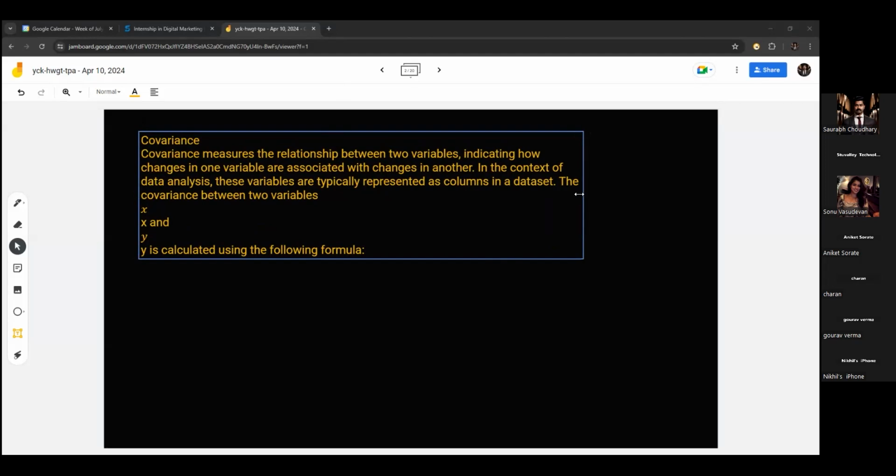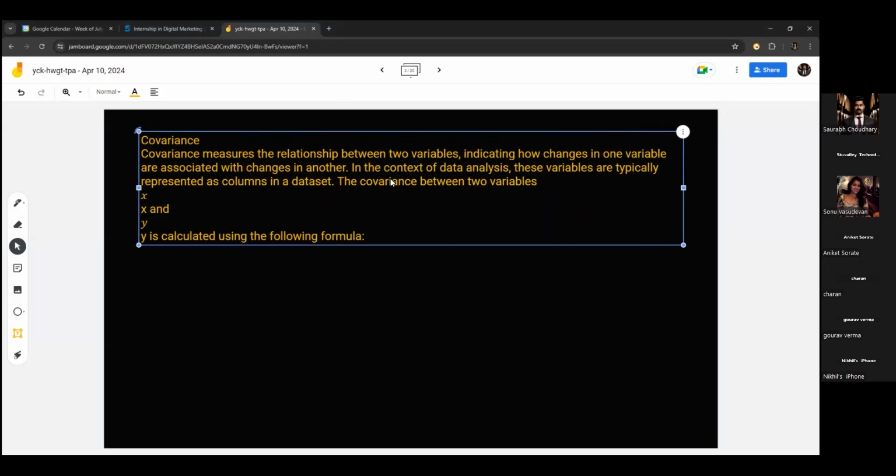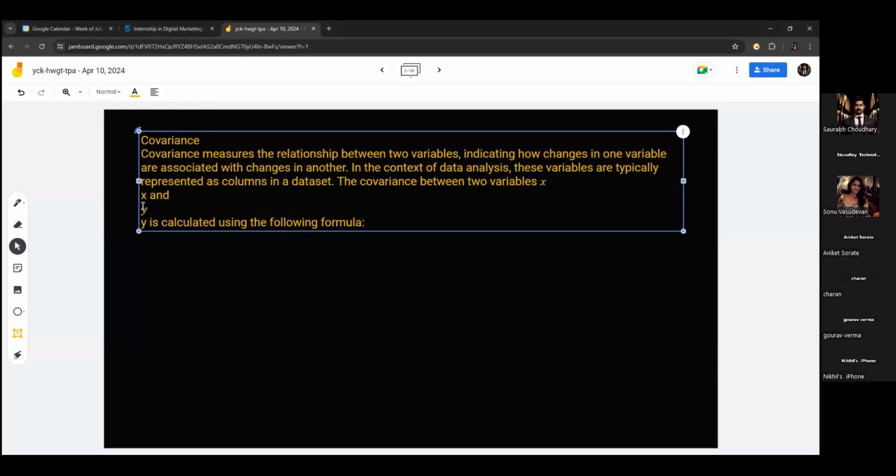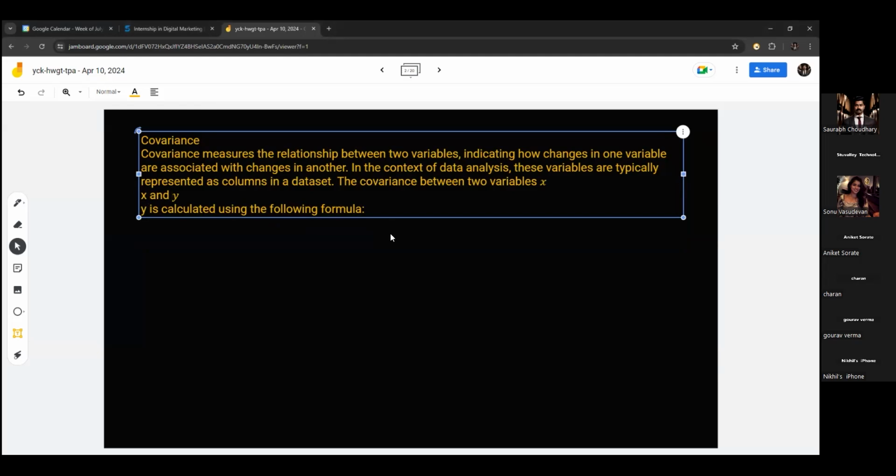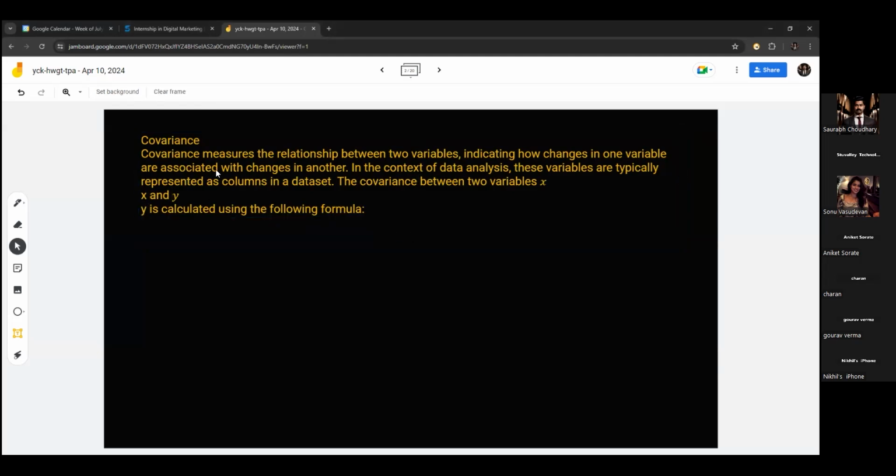Okay, let's read the definition here. So we have a formula. What is covariance? Covariance is the measure of relationship between two variables, indicating how changes in one variable are associated with changes in another. In the context of data analysis, these two variables are typically represented as columns in a data set.